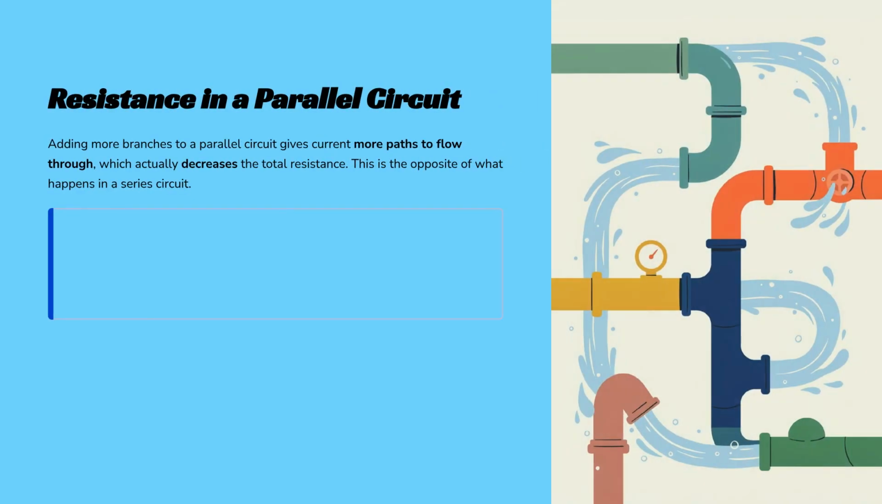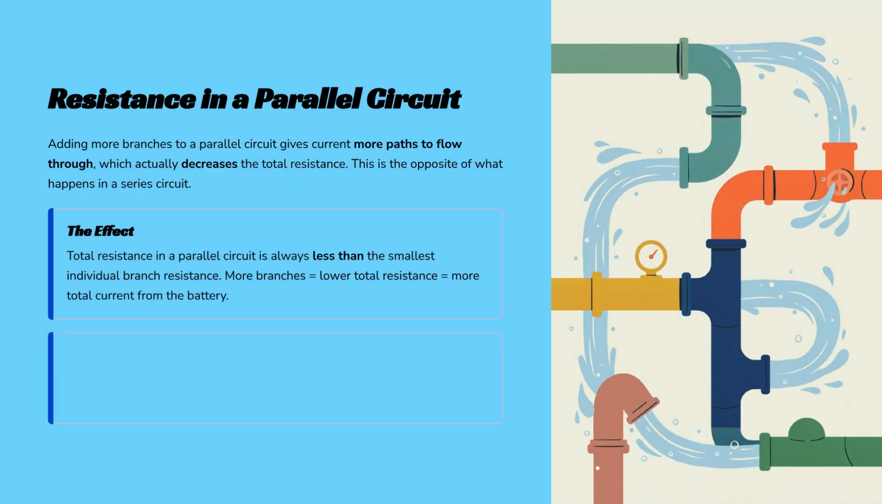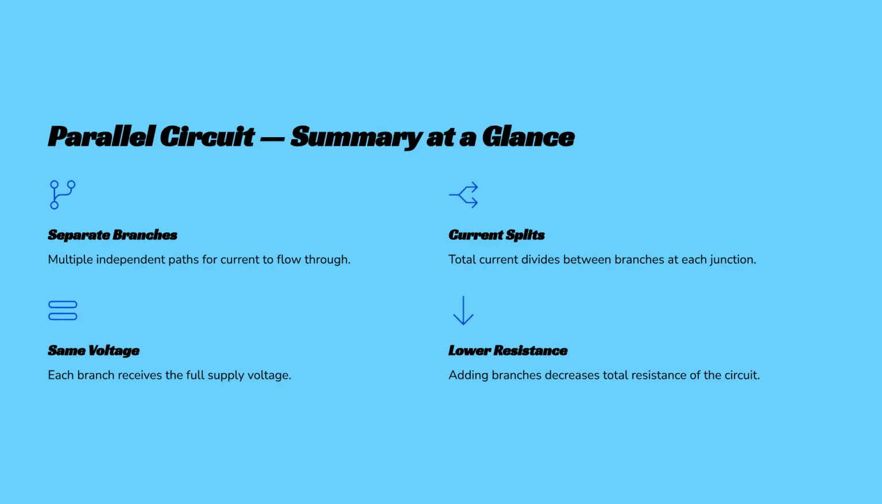Interestingly, adding more branches to a parallel circuit actually decreases the total resistance because current has more paths to follow. Remember this, as it is a common exam trap. Let's review the parallel circuit summary. Key takeaways are separate branches, current that splits at junctions, uniform voltage across each branch, and total resistance that decreases as you add more paths.